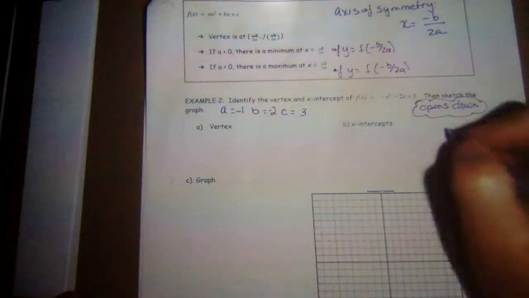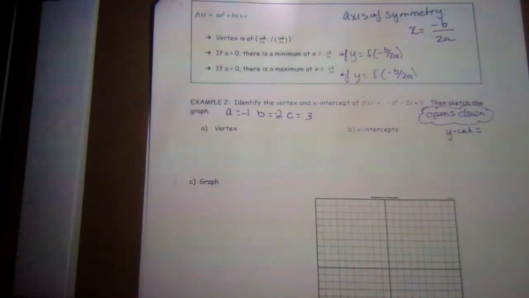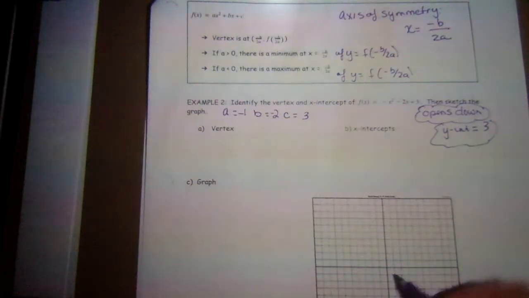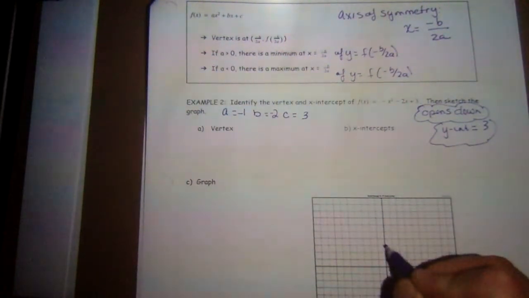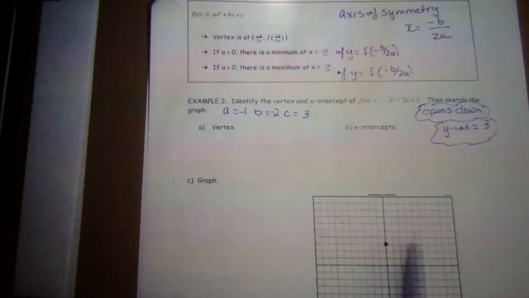I can quickly look at it and see that it has a y-intercept where? 3. At 3. Okay, so those are just quick things I know just by looking at that equation when it's in standard form. I know it's going to open down. I know it's going to have a y-intercept at 3. Which is pretty awesome. If it opens down, then where do you think the vertex is going to be? It's going to be somewhere above it. It's going to be somewhere up here.